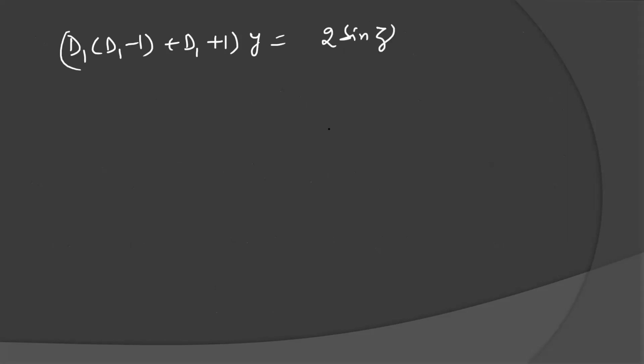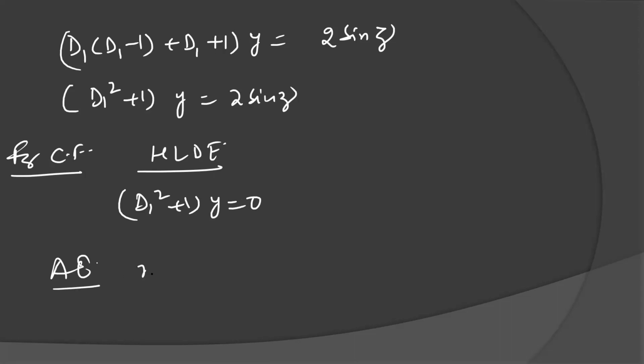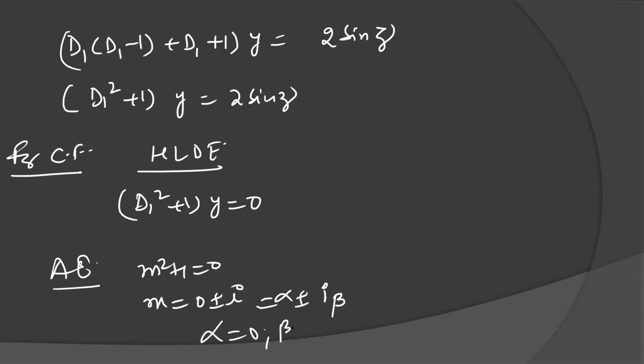So your equation will reduce to (D1 (D1 minus 1) plus D1 plus 1) y is equal to 2 sine log (1 plus x), which is now z actually. So it will become (D1 square plus 1) y equal to 2 sine z. For the complementary function, you write the corresponding homogeneous linear differential equation. It will become (D1 square plus 1) y equal to 0. Its auxiliary equation is m square plus 1 equal to 0, so m equal to 0 plus minus i. Again you compare with alpha plus minus i beta, so alpha equal to 0, beta equal to 1.